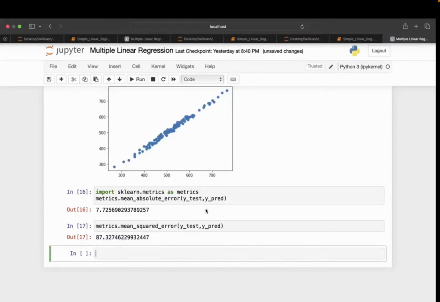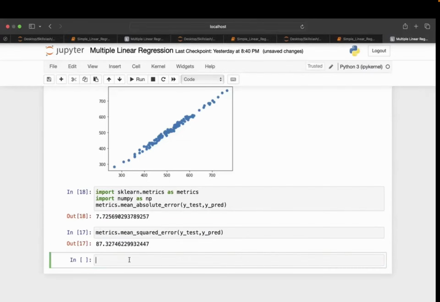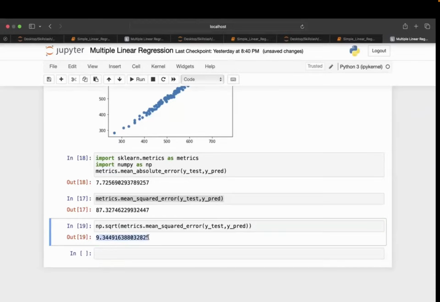Okay. Now what we have to do? Import numpy as np. Guys, you can do the same thing with the math module as well, but I usually prefer numpy. So simply I'm writing np.sqrt, and inside that, either you can save this inside a variable and call the variable, or you can call this whole line inside the np.sqrt. So the root mean squared error we are getting is 9.344.